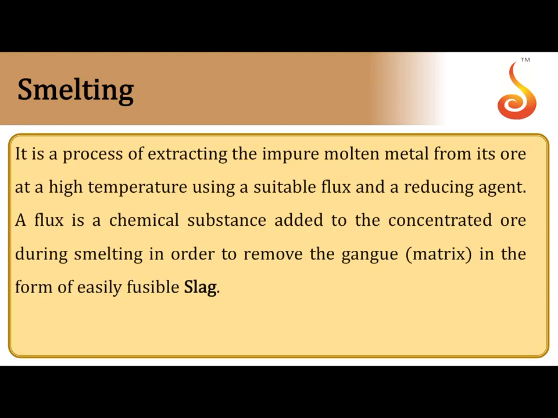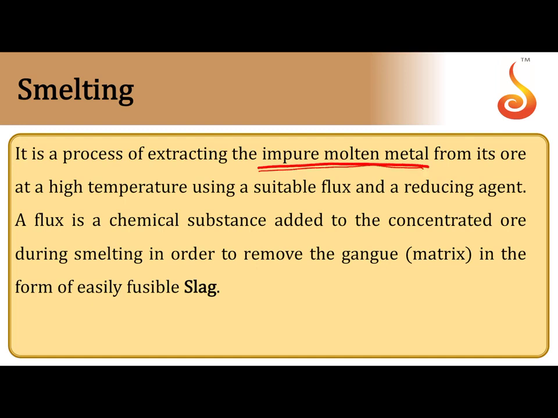Smelting is a specific method. In this method, at a time we can remove impurities as well as extract the metal in molten state. When impurities are non-fusible, if the impurities have a high melting point, fusion is very difficult. Such types of impurities can be removed from the mineral by the smelting process. So, it is a process of extracting impure molten metal.